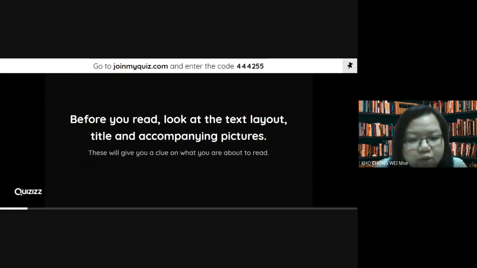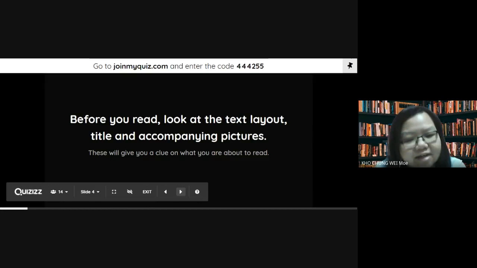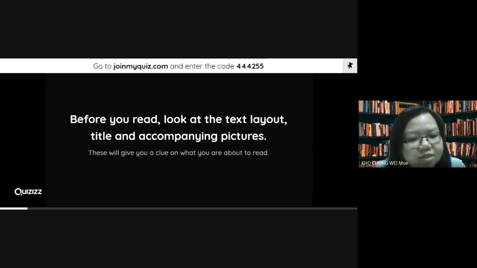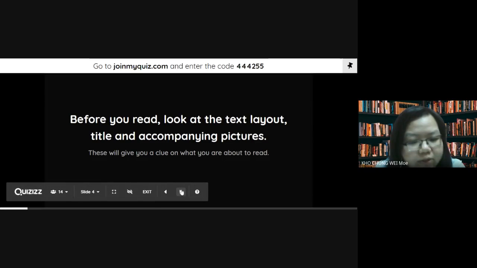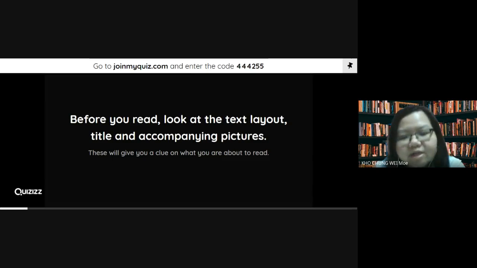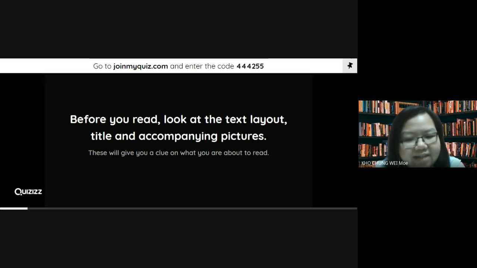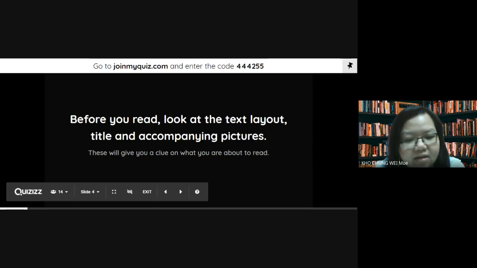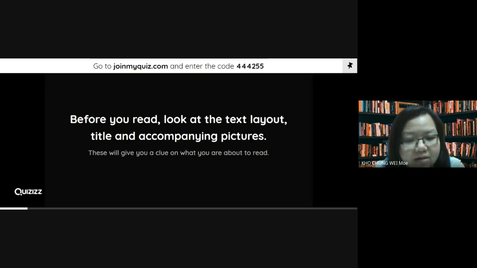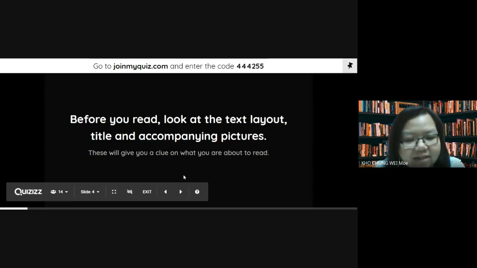Okay, so before you read the text, like really read the words in it, look at the text layout, the title, and the accompanying pictures first. Why? Because this will tell you what you are about to read, so that you will know what sort of things you need to do. For example, if you read a story, normally you are reading to enjoy yourself, to look at the author's attitude and so on. But when you read a text like what you're going to look at, it might give you a different purpose. So look at the text layout, the title, and the accompanying pictures first to give you a clue on what you're about to read.